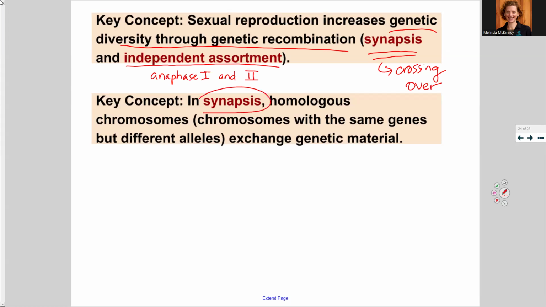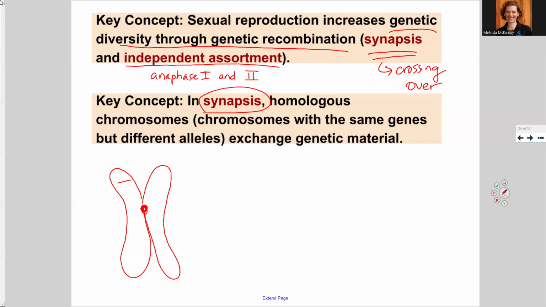So let's look at synapsis in a little more detail, and then we'll look at the independent assortment. So in synapsis, you've got two chromosomes. One here I'm going to show is from the mom. So this would be the maternal chromosome. These are connected at the centromere, and they're identical exact copies. They've been replicated in S phase of interphase.